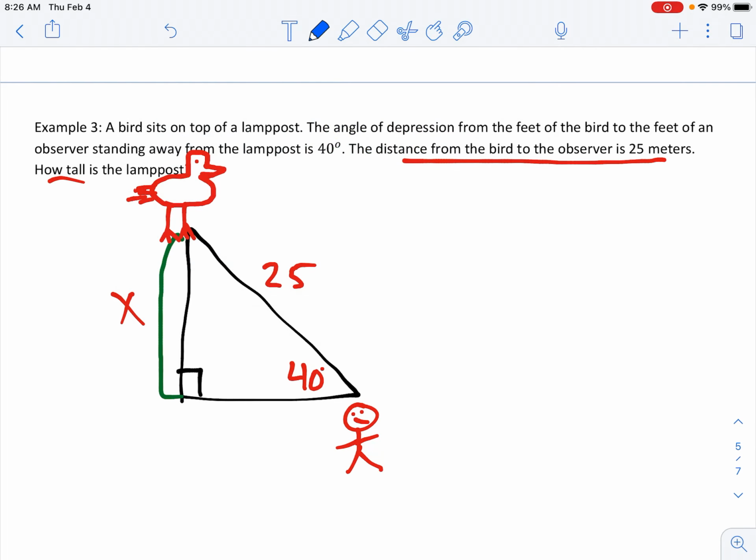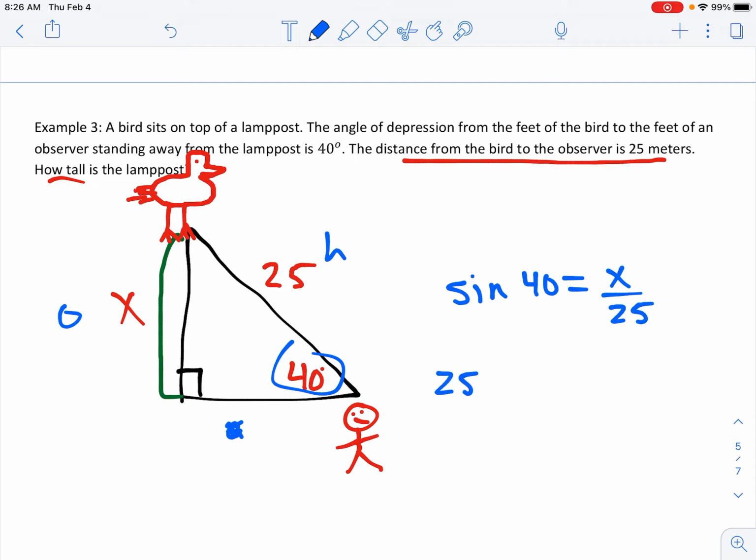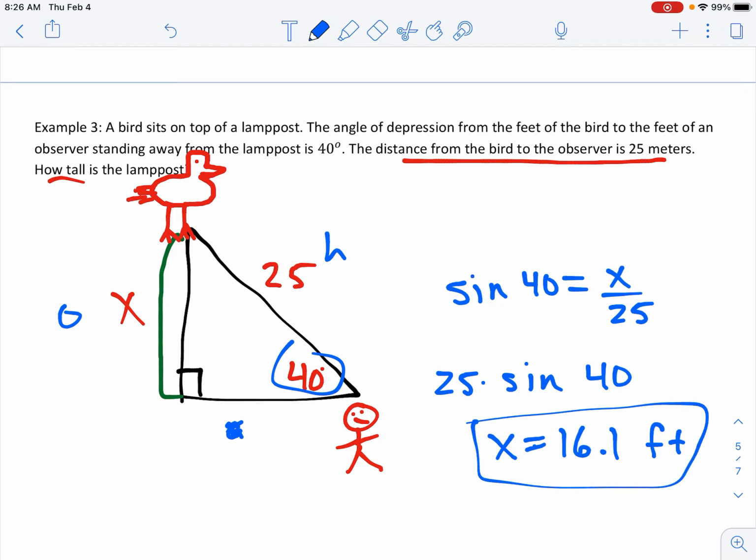All right, let's go ahead and label our sides and figure out how to solve this. Start at our angle. This is opposite, hypotenuse, adjacent. There's nothing on A, so I'm left with O and H, so this is a sine. Sine of 40 equals opposite over hypotenuse. Remember, when X is on top of the fraction, it's going to be a multiplication, so I'm going to take 25 times sine 40. When I do that, it tells me that I get 16.1, and I'm going to label it feet because we were talking feet in the question.